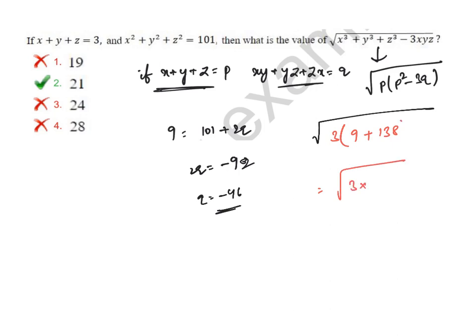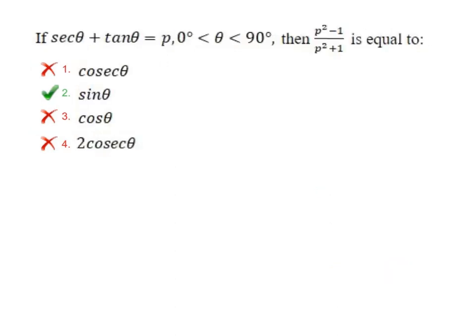9 plus 138 is 147, under root of 3 into 147. You can factorize it as 3 into 49. Root of 9 is 3, root of 49 is 7. Answer is 21 here.